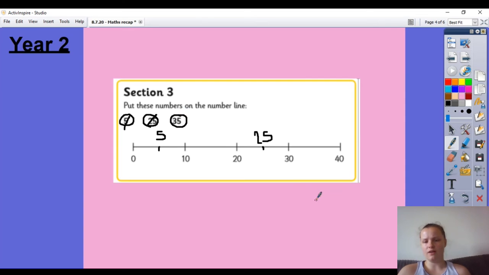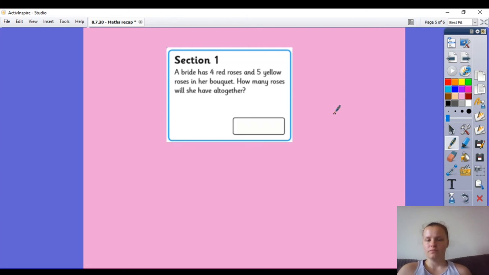Okay, so same again, 35. Where do you think 35 is going to go? Okay, so hopefully you would have got it. It's going to go here on our number line. Okay, lovely. Let's move on.